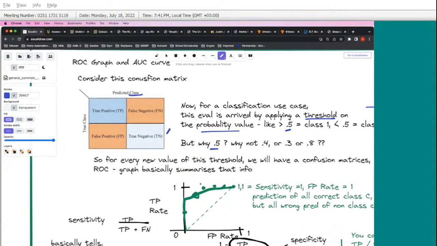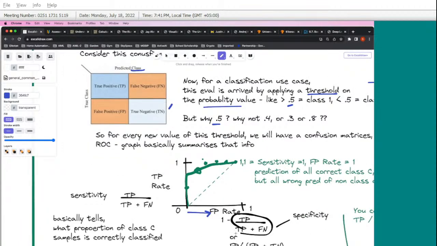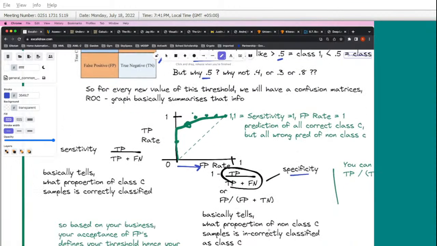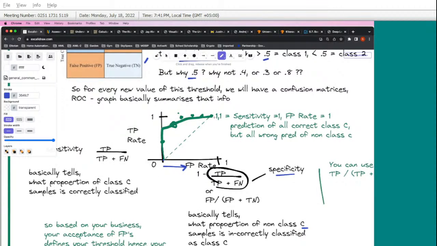So how does it do it? On your X axis you put something called specificity, and on your Y axis you put something called sensitivity. What is specificity? Specificity is 1 minus true positive divided by true positive plus false negative. It basically tells what proportion of my non-class samples, suppose you're predicting diabetic, is incorrectly classified. And your y-axis essentially is what proportion of my class is correctly classified. Based on this, you plot values. It can only be from 0,0 to 1,1. It cannot be any other value whatsoever, because this is a probability estimate.